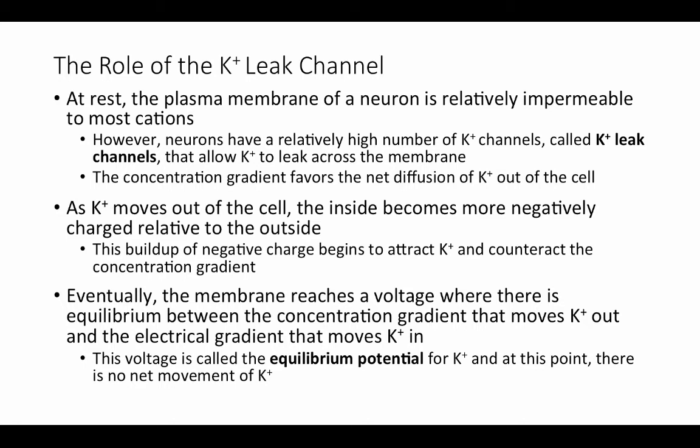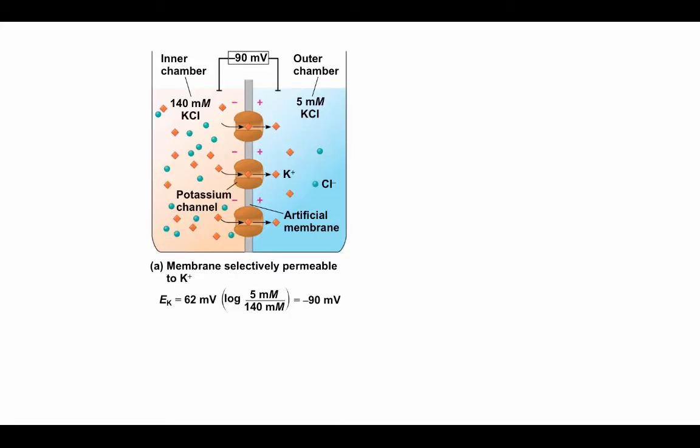And at this point, there's no net movement of potassium ions across the cell membrane, but remember, they're still moving just at equal rates in and out. And we can measure what this equilibrium potential is using an artificial membrane with potassium channels in it, and this is described by the Nernst equation.